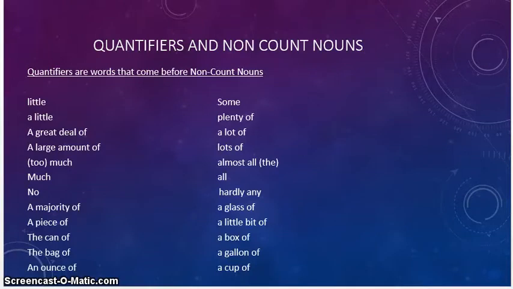On this slide, you will see a list of quantifiers that can be used with non-count nouns. You will notice that some quantifiers are just one word, like little and some. But you will also see that some quantifiers are actually phrases, like a great deal of, or a large amount of, or a majority of, or a piece of.